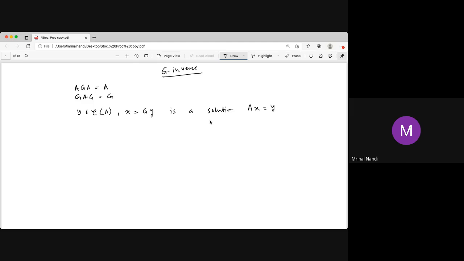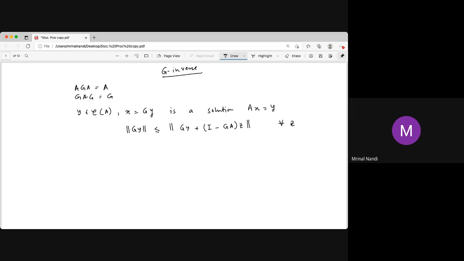So what is the meaning of the minimum norm? That solution Gy has a minimum norm compared to the other solutions. What are the other solutions? The other solutions are Gy plus (I minus GA) z, for any z. This is a solution for Ax equals y, and Gy is the one with minimum norm. This is true for all z.